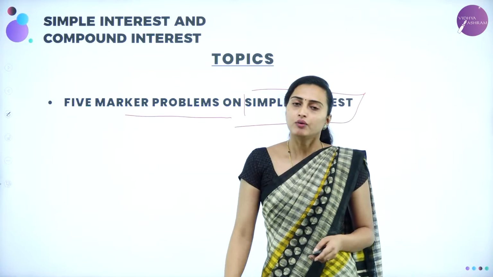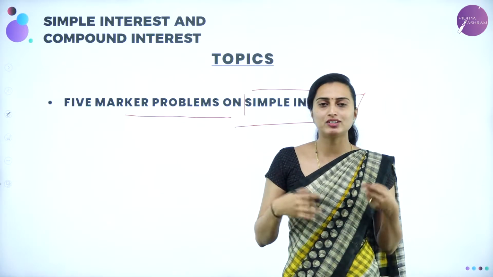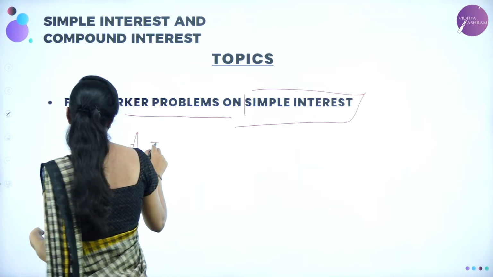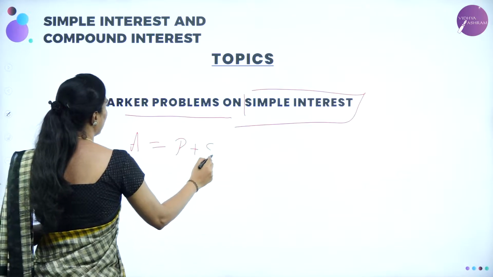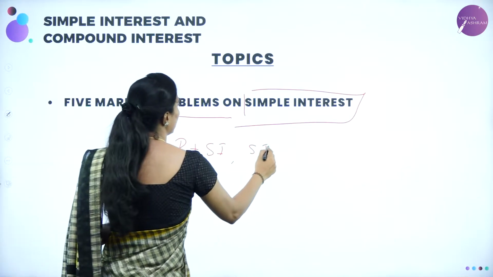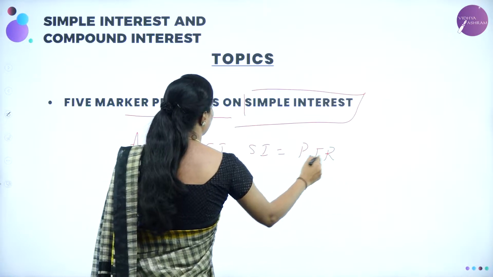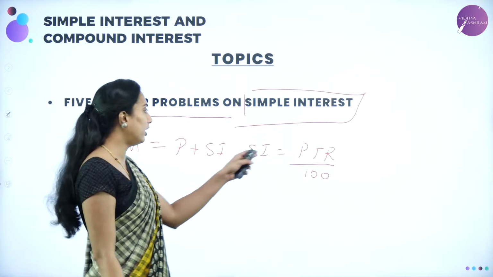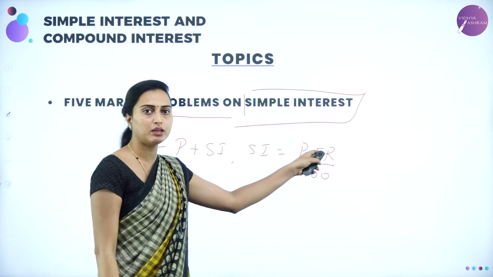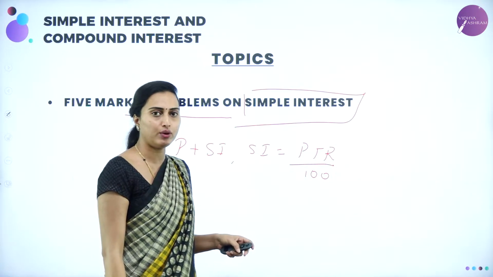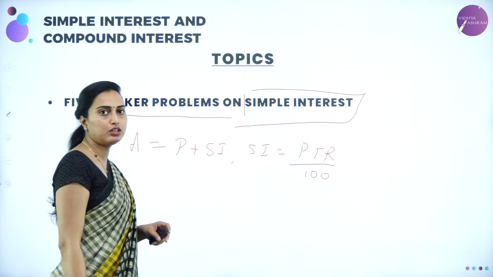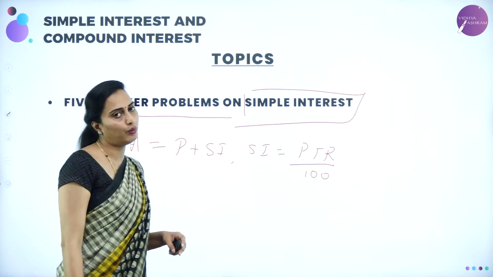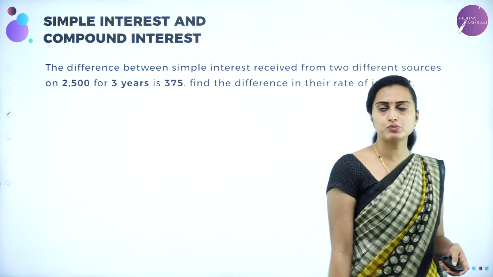Okay. So, what are all the 5 marker problems that will be asked and what is the formula they are going to use? The simple formula, dears, you know already: A = P + SI, and SI is given by the formula SI = PTR divided by 100. Right. So the same formula we are going to use here, where P is the principal amount, T is the number of years, R is the rate of interest, and A is the total amount you are going to have, which is given by the principal amount back plus the interest. Okay dear students, we'll move on to the problem.